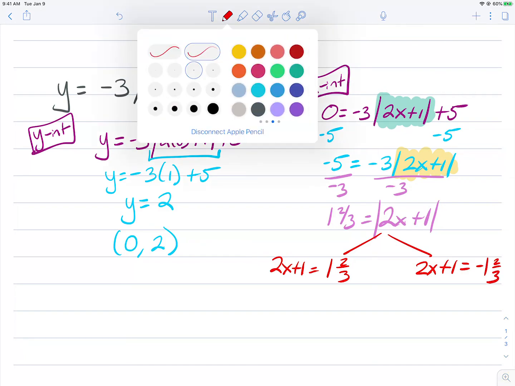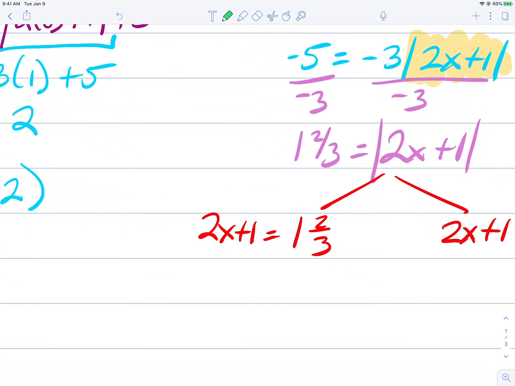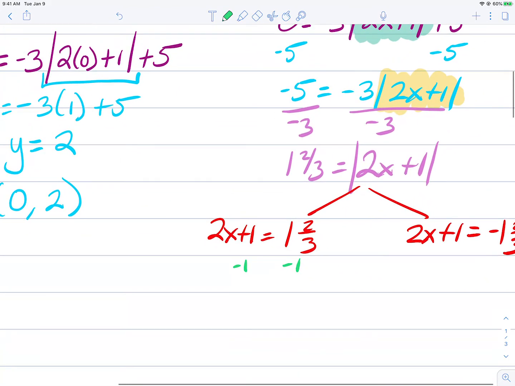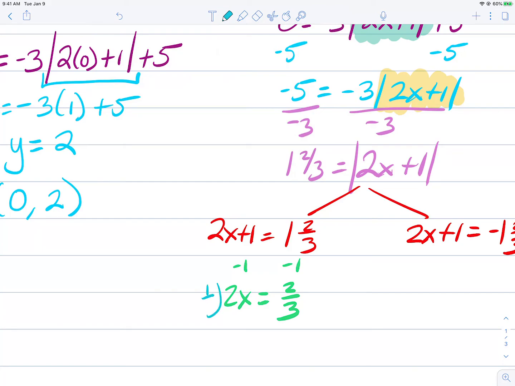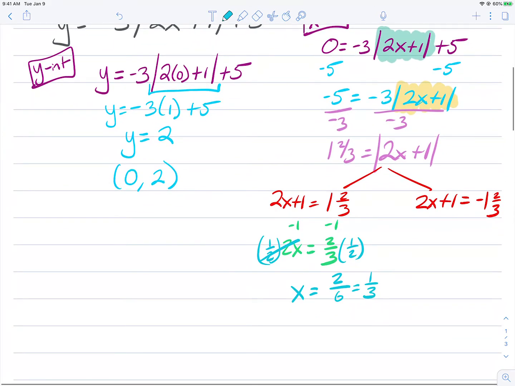So if I were to solve the first one on the left-hand side, I'm going to subtract 1 from both sides. I'm going to get 2x equals, and 1 2/3 minus 1 is just 2/3. I'm going to multiply both sides by a half, because that's the same as dividing by 2, and half of 2 is 1. And I get 2/6, which is the same as 1/3. So that's our first intercept.